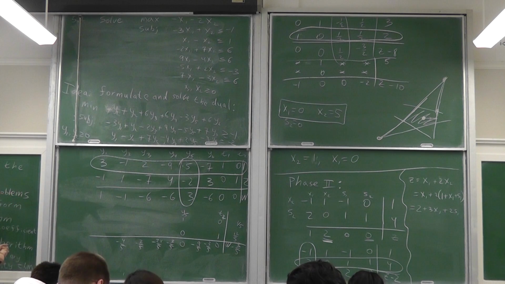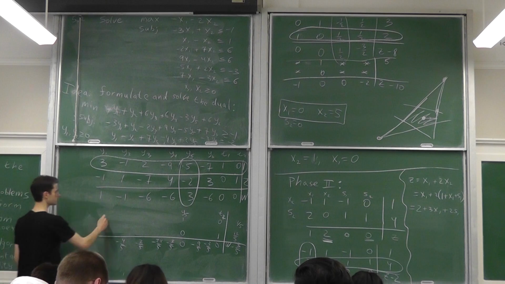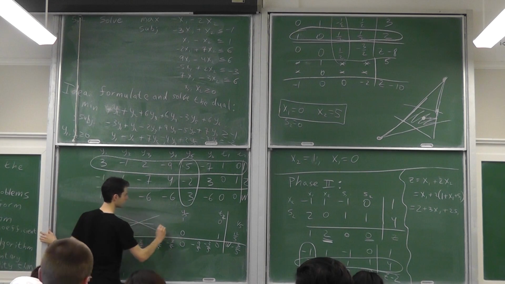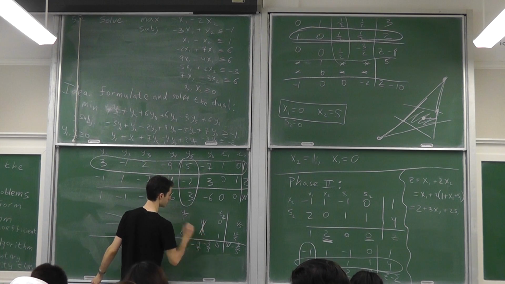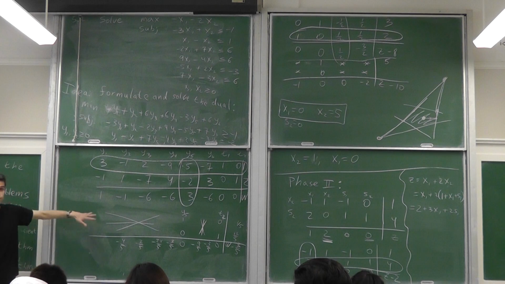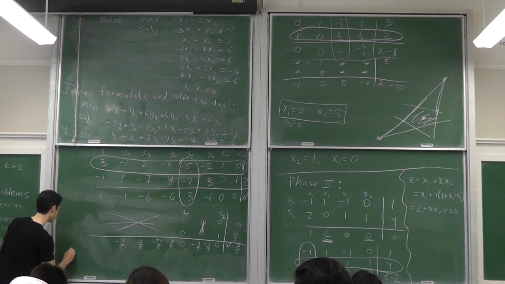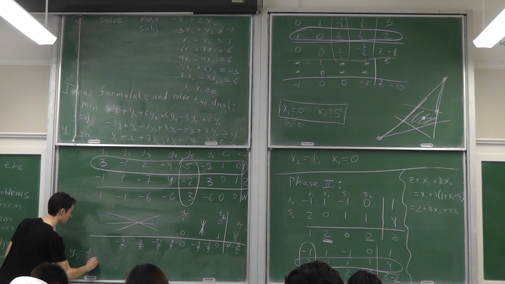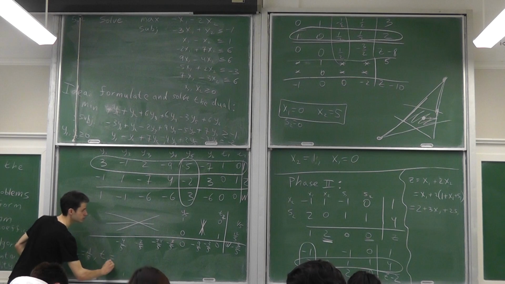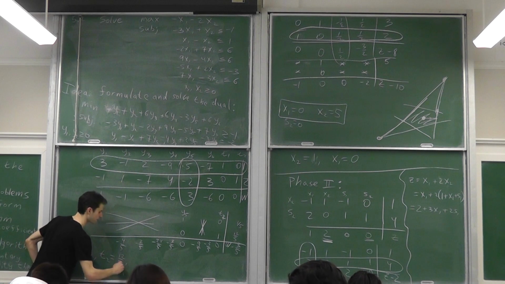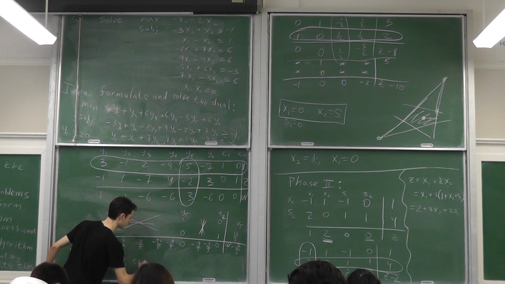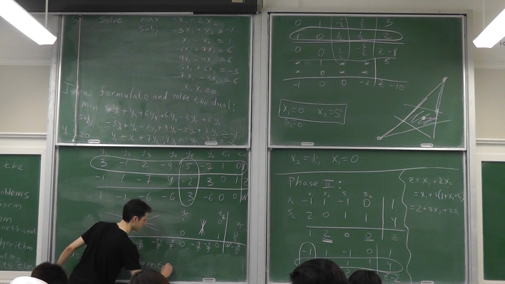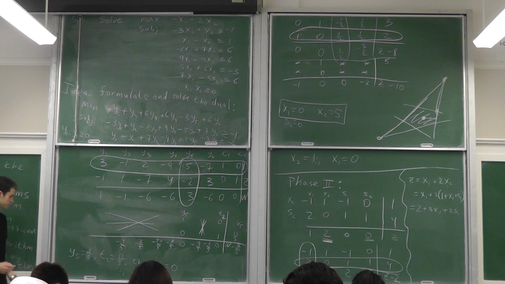So I see my solution to the dual problem. Once again, here I have something. The solution to the dual problem is y5 equal to 1 over 5, T2 is equal to 12 over 5, the rest equal to 0.